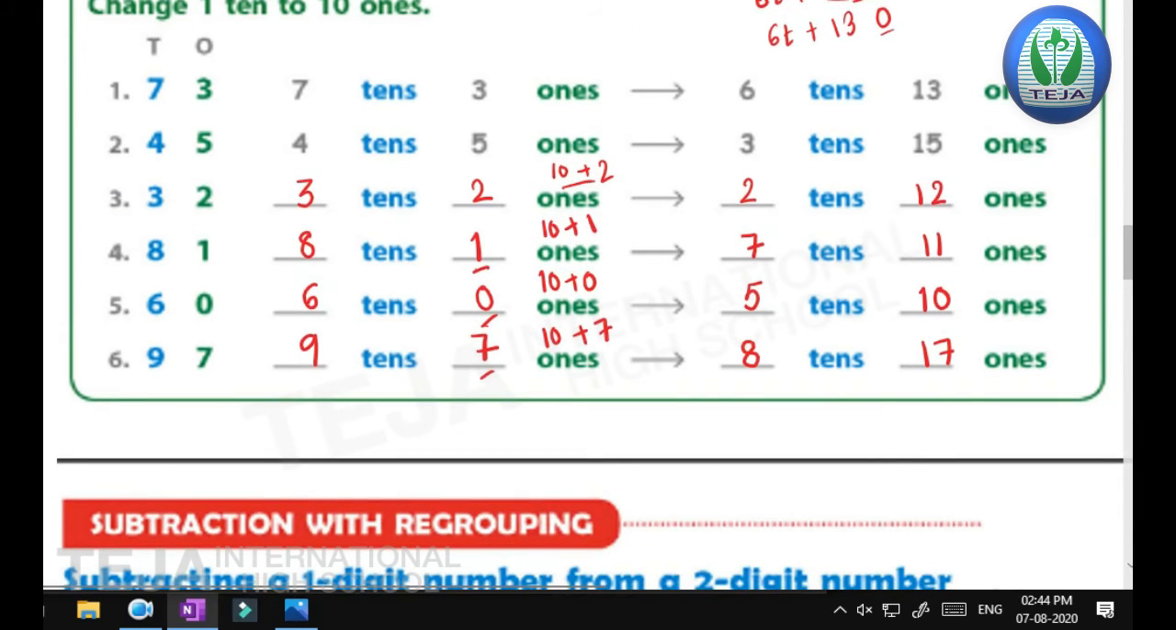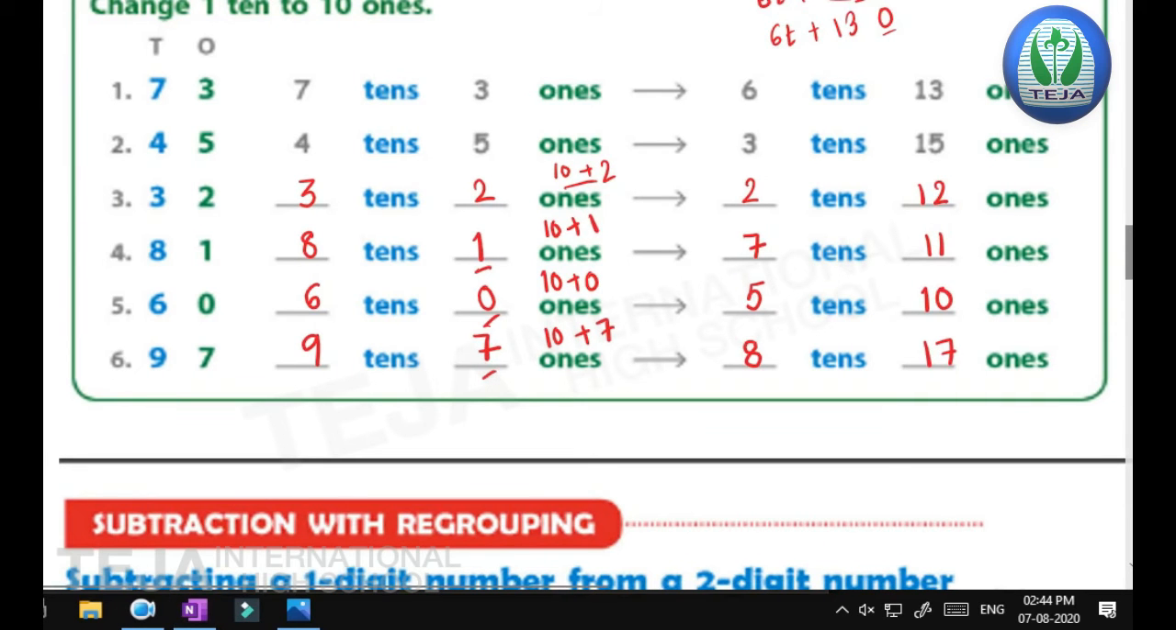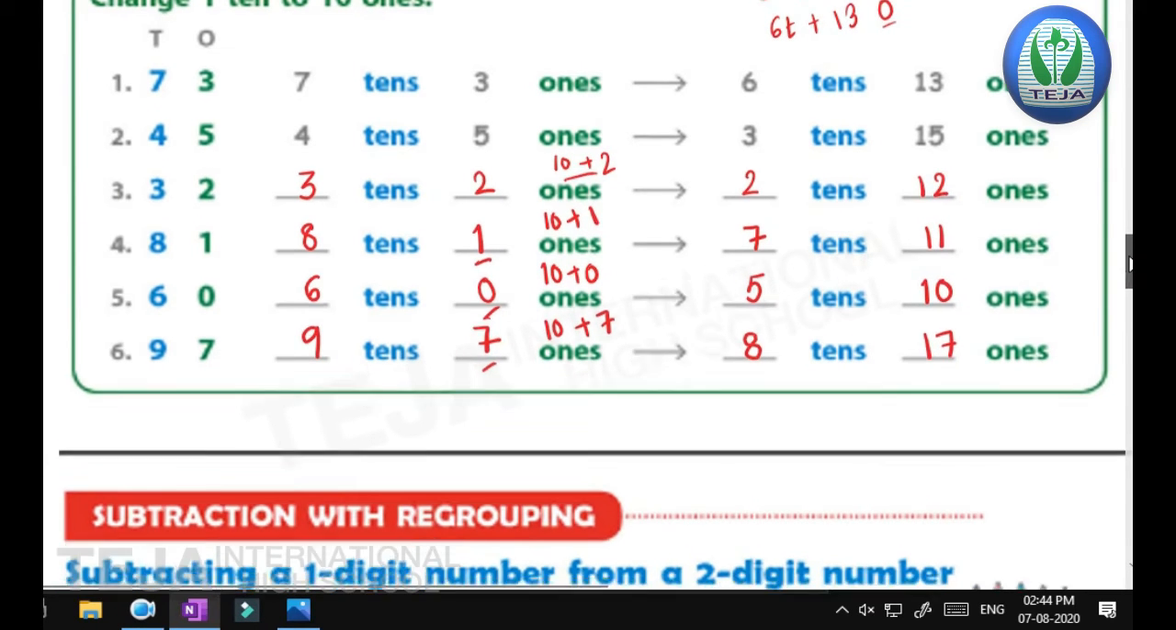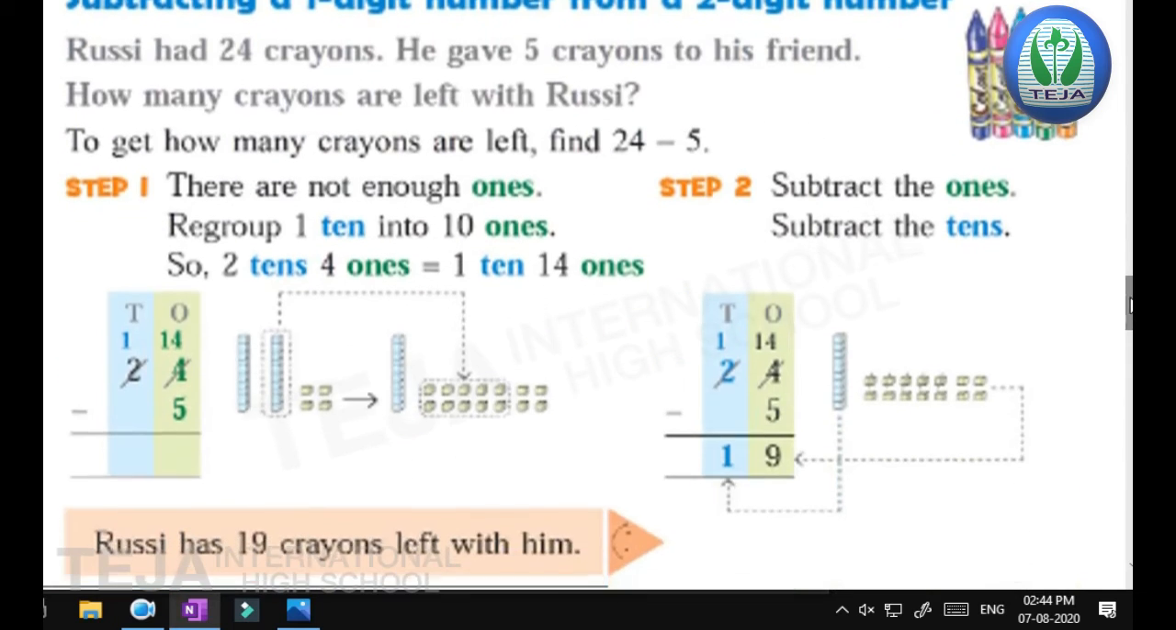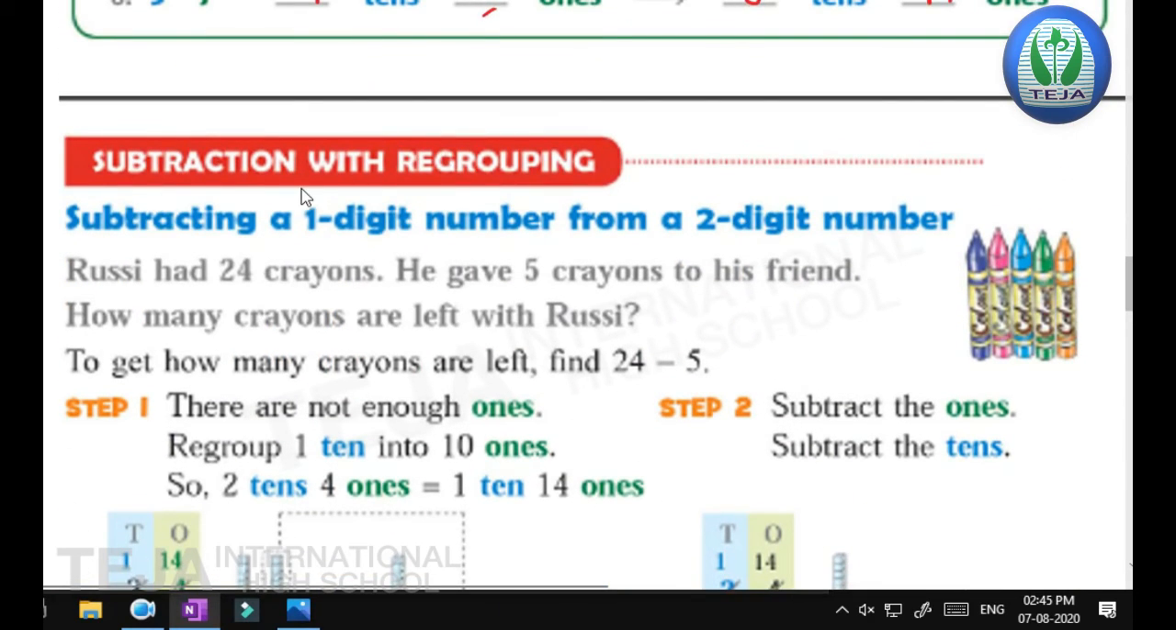Now next, the topic is subtraction with regrouping. Already in the second unit we have done addition with regrouping. In this unit, we'll learn subtraction with regrouping. Look at the screen, children. Subtracting a one-digit number from a two-digit number. Now here subtracting one-digit number from the two-digit number.